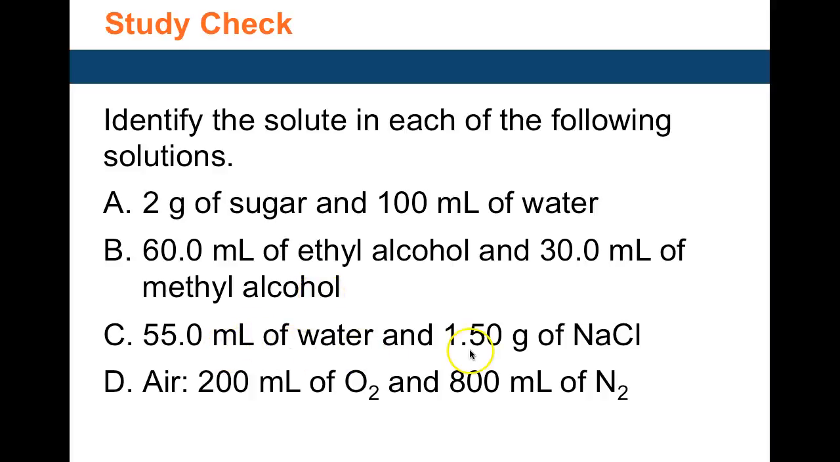55 mL of water and 1.5 grams of NaCl. The lesser quantity is 1.5 grams of NaCl, so that's the solute. 200 mL of oxygen, 800 mL of nitrogen. The lesser quantity is 200 mL oxygen, so that's the solute.